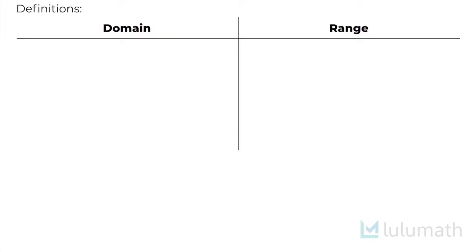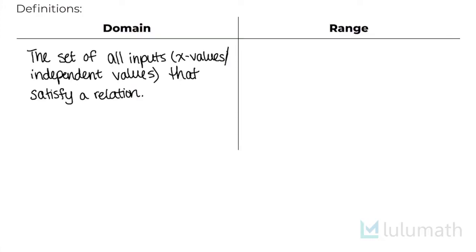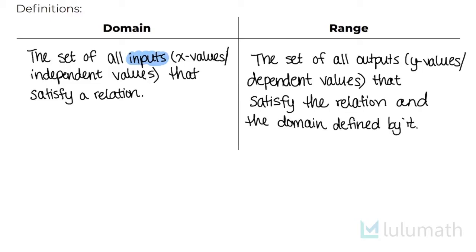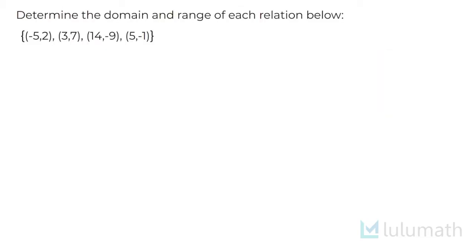So for starters, we need to define what domain and range mean. The domain is the set of all inputs or x values or independent values that satisfy a relation. And the range is the set of all outputs or y values or dependent values that satisfy the relation and the domain that is defined by it. And these topics can get a little bit tricky depending on the type of relation or function you're looking at. But the more in-depth understanding of the domain and range of each specific type of relation and function will come in future videos.